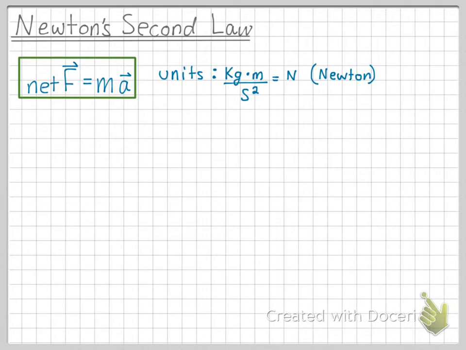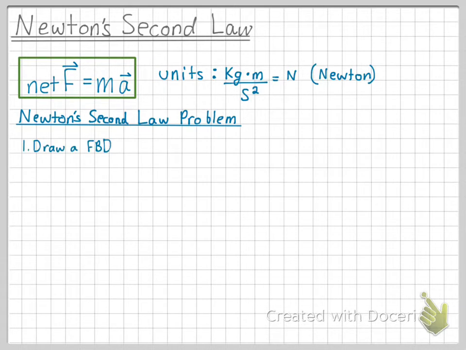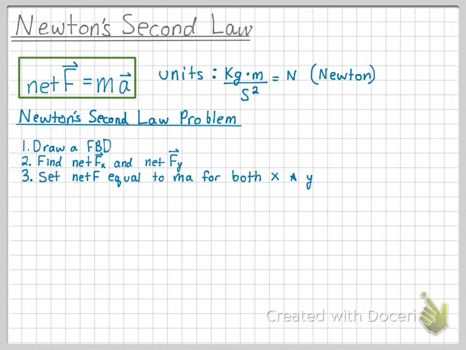There are certain steps to following a Newton's second law problem. First, you want to draw a free body diagram. Second, you want to find the forces acting in the x and y directions. Third, you want to set your equations in step 2 equal to the mass times the acceleration in either the x or the y direction. Then finally, you use your equations you put together to solve for the unknown value.